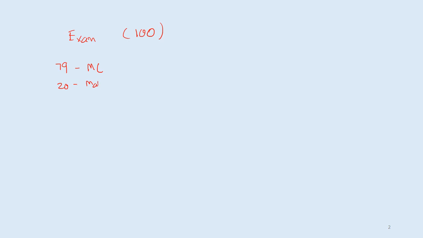The other 20 are going to be matching, and those are going to be vocab from Unit 4. Not 30, but only 20. Okay, and you're probably saying to yourself, multiple choice, 79 questions. I would expect 40 of these to be from Unit 4. I would expect the other 39 to be from all previous units, all previous topics.